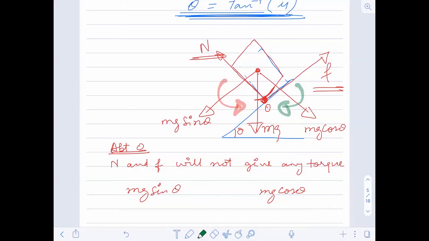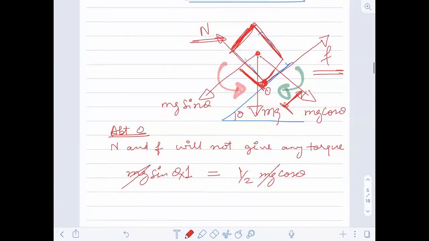Now, for mg sine theta, what is the moment arm? This height. And this complete height is 2, so this height will be 1. For mg cos theta, what is the moment arm? This length, and that is 1 by 2. If you see the data, this top surface is 1 and this height is 2. Now just equate it. The torque should be equal. So you will be having tan theta equals 1 by 2. So this is how we get the answer for this question.